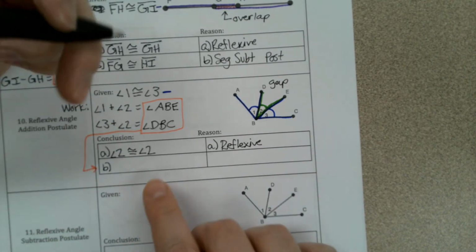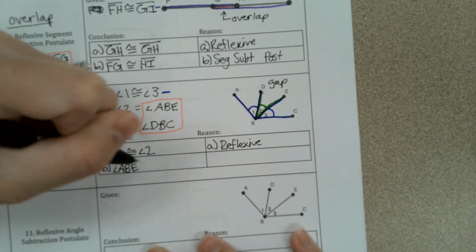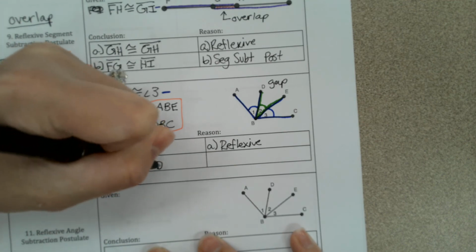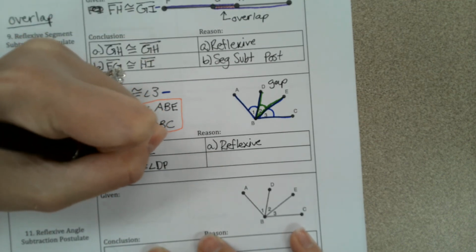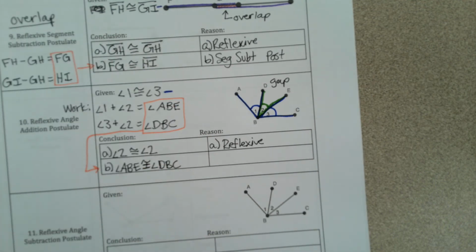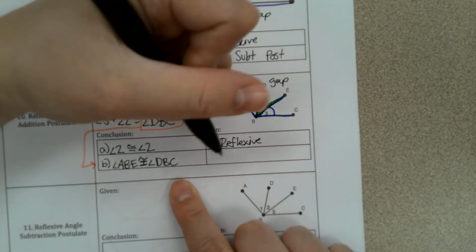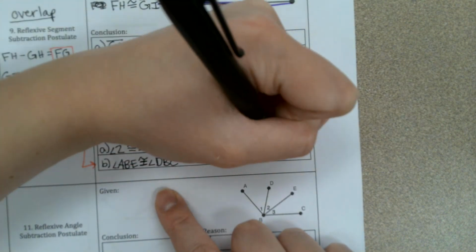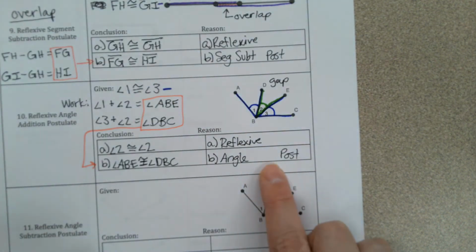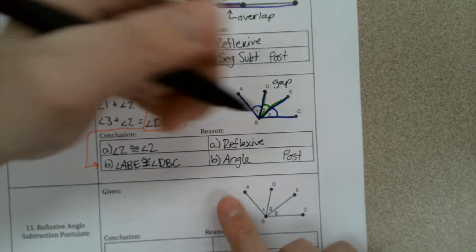So step B, these two are congruent. Angle ABE is congruent to angle DBC. Sorry about that, I don't know where the plus came from. And then this time, again we're looking with angles, and then we have a postulate. To fill in what this is, we ask, did we add or subtract here? We've got a gap, so we should have added, and that's what we did. So angle add.